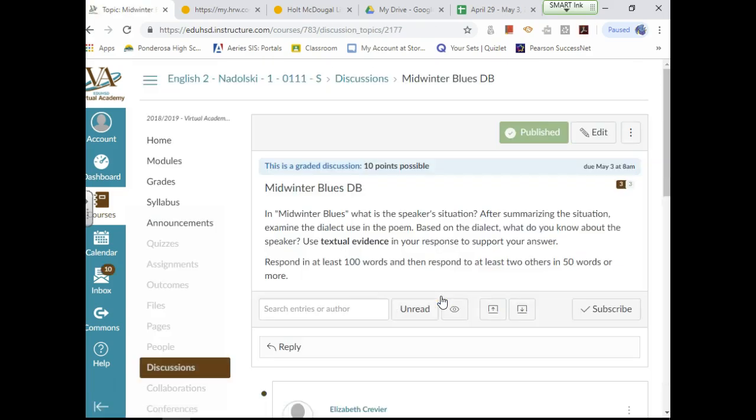So this says, in Midwinter Blues, what is the speaker's situation? After summarizing the situation, examine the dialect use in the poem. Based on the dialect, what do you know about the speaker? Use textual evidence in your response to support your answer.